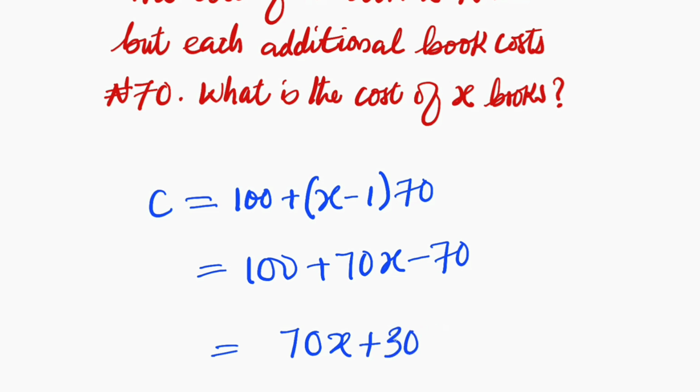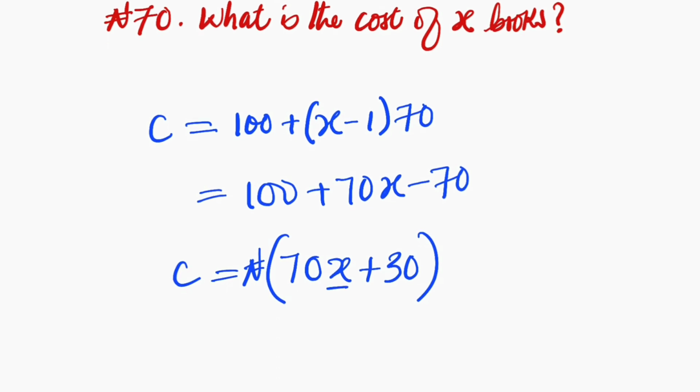This is the cost of what? X books. So for instance, if X is 100 books, it is going to be 100 times 70, which is 7,000, plus 30, which is 7,030 naira. So this is just an expression for the total cost of X books.